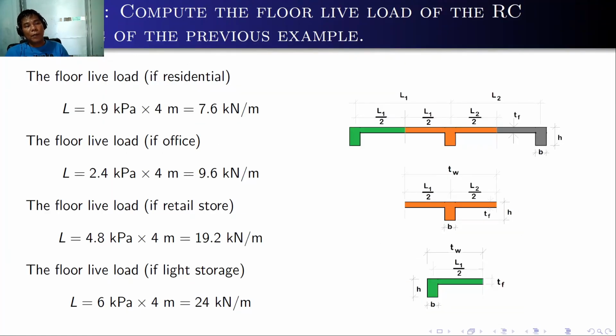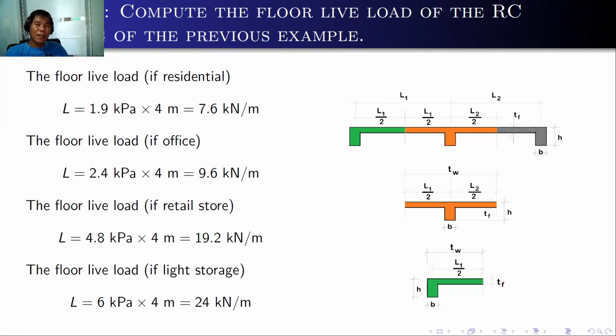So to give you an idea on how to determine the floor live load, we simply multiply the given minimum load by the tributary width. Since we have a tributary width of 4 meters, again, looking back at the previous example, for a residential building we are using 1.9 kilopascal. Again, you need to quantify that one: 1.9 kilopascal, or that's 1,900 Newton per meter square.